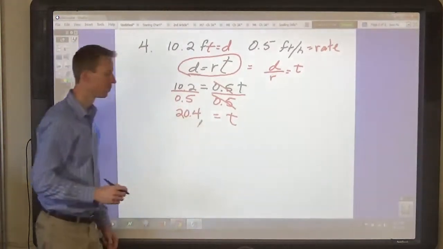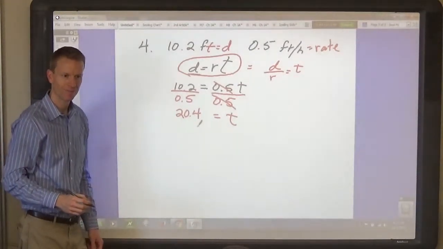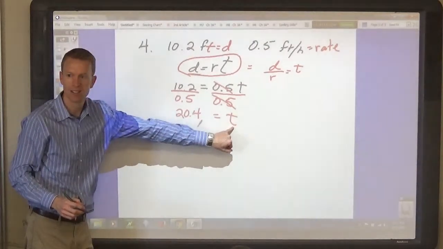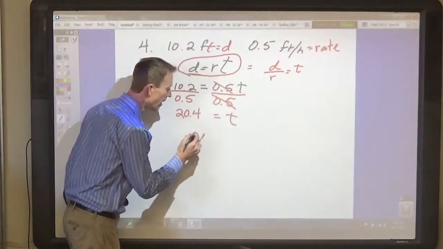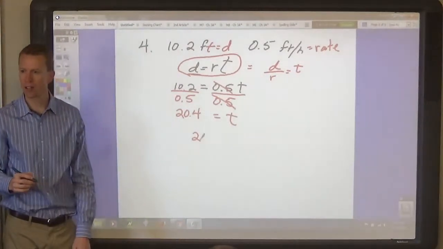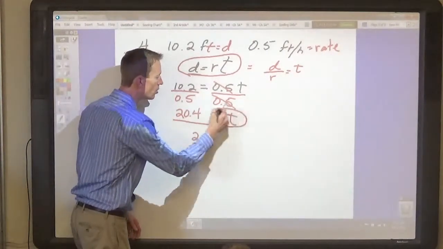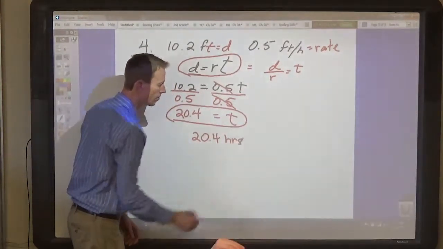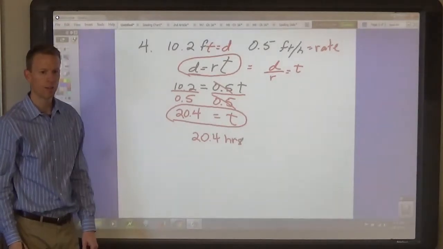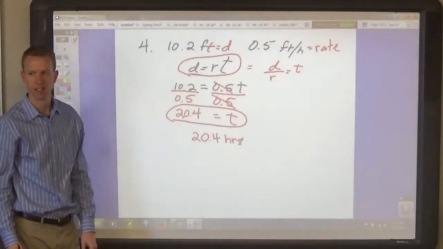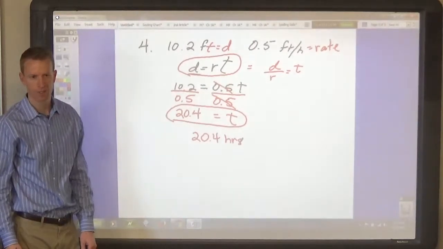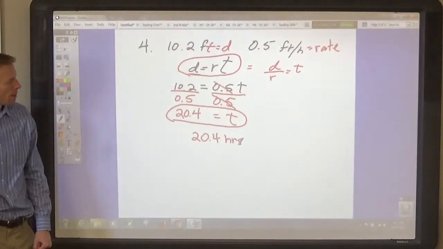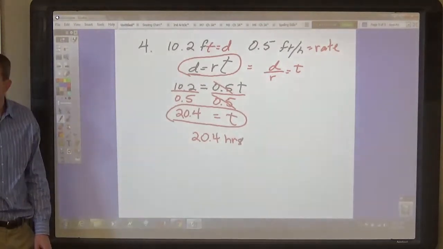20.4 what? Equals T. Times. So it's what? Hours. So the last thing you'll have to do on your quiz is once you get your solution, then you have to label it. Okay? 20.4 hours. Questions on that? Merlin? So first you do up to 20.4 equals T, and then you write 20.4 hours.